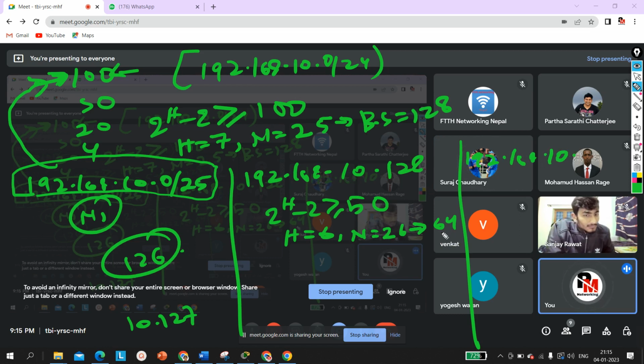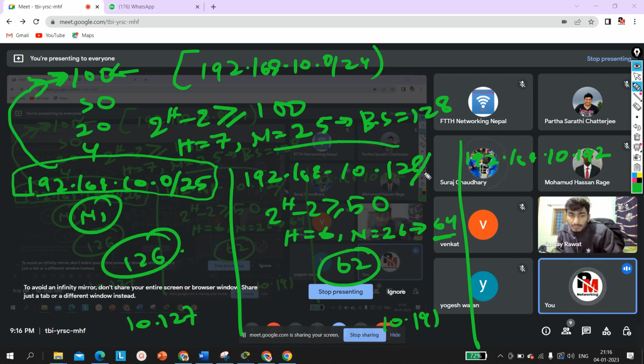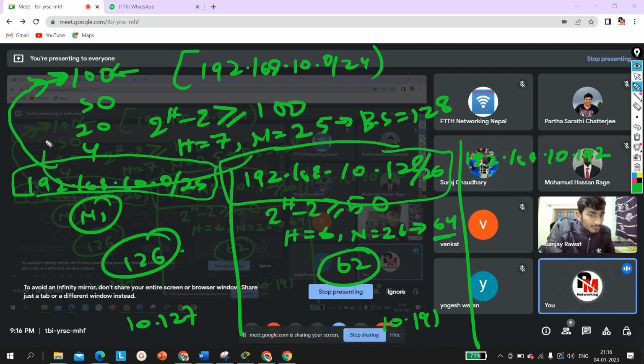192.168.10.128 plus 64, this one is the block size. So the next network will be 192. And how many valid hosts are there? 62, because the last IP address will be 10.191. So there are 62 valid hosts. So this network with /26 will be best for department 2, because we need 50 IP addresses.